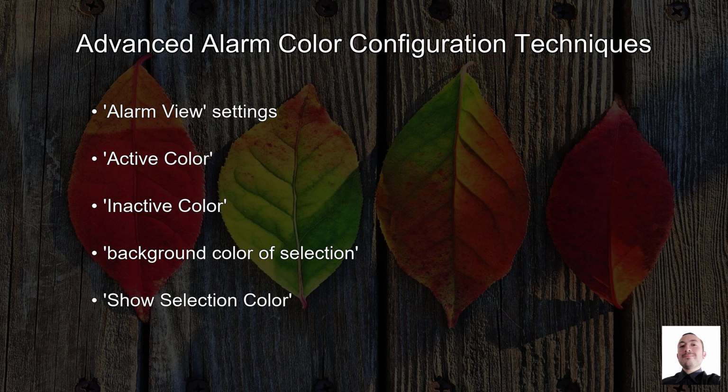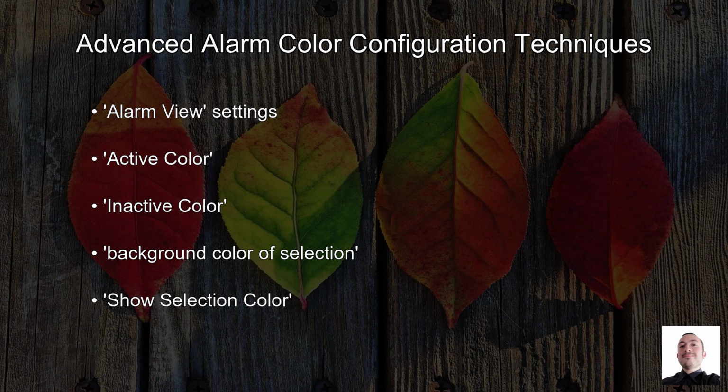But there's more. If you're dealing with a scenario where the option to change colors isn't visible, check the background color of selection. This parameter can override your alarm colors. To resolve this, you may need to adjust the Show Selection Color setting. Remember, the key is to ensure consistency across your HMI projects.